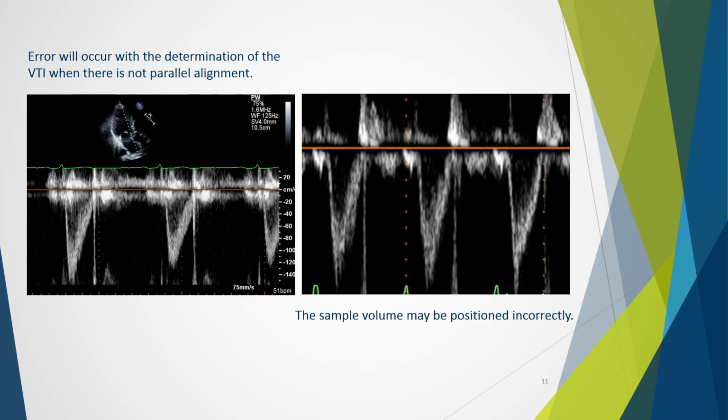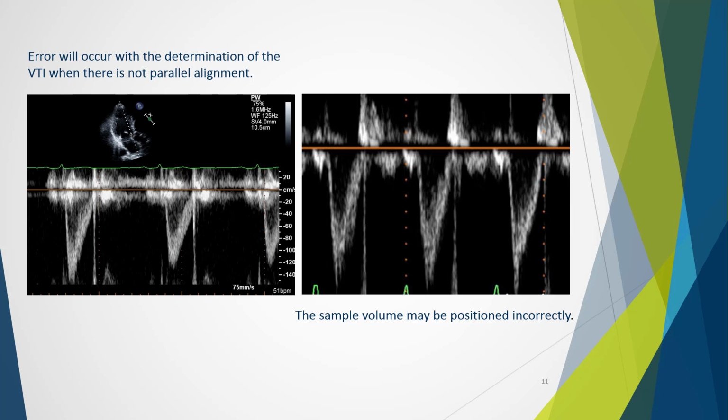The sample volume may also be positioned incorrectly, such as with the LVOT when it's too close to the aortic valve. There are systolic clicks and flow accelerations that occur as flow converges towards the orifice. Conversely, if it's too far away from the valve, we'll obtain LV systolic flow at the basal level. For the atrioventricular valve, some users inappropriately place the sample volume at the leaflet tips rather than the annulus.